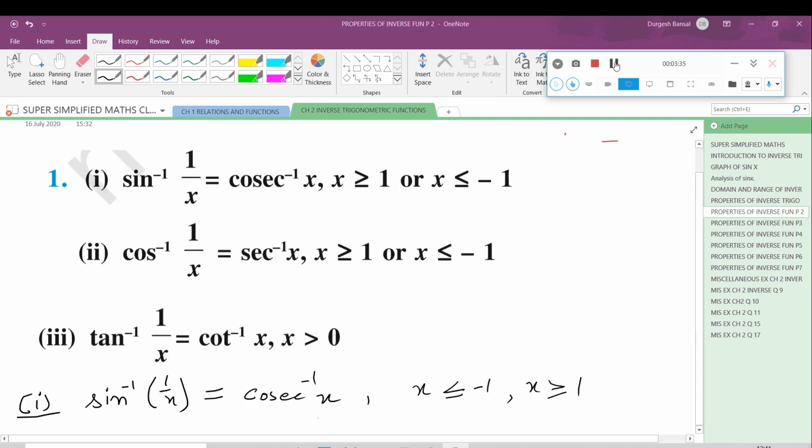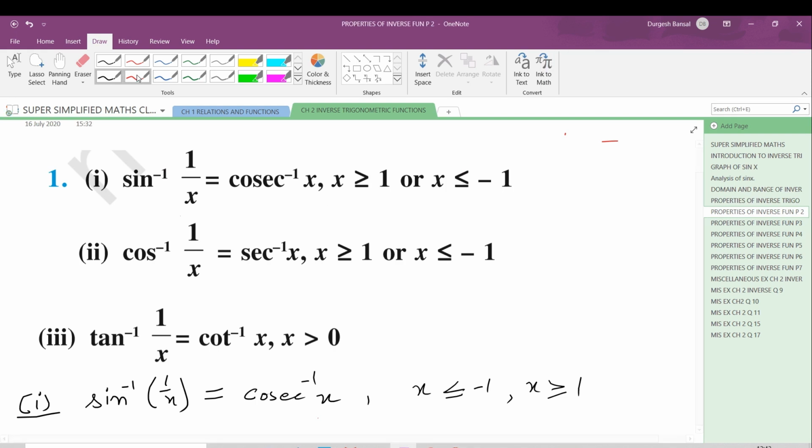Now let us move to the next property, which is sine inverse of 1 by x is equal to cosec inverse x, where x is greater than or equal to 1 and x is less than or equal to -1. Now students, you must be thinking how come we have written this, what is the meaning of writing this. So let me explain how we have written all this and how we write the domains of these functions.